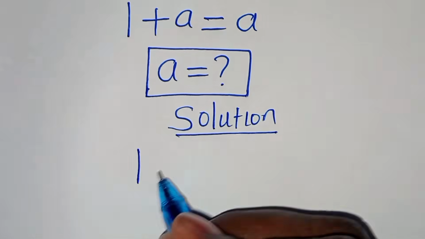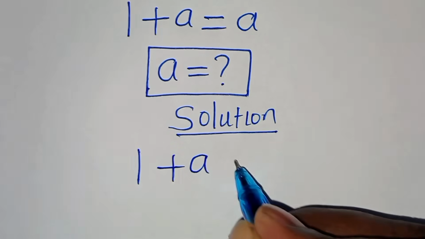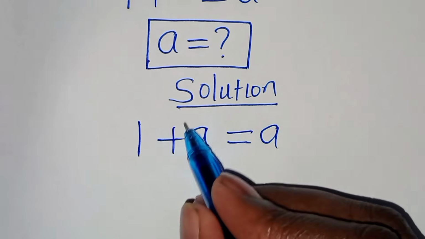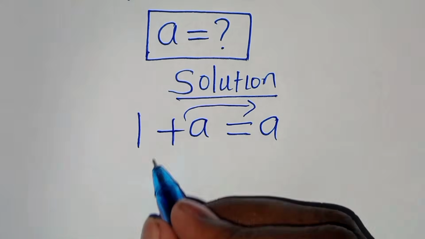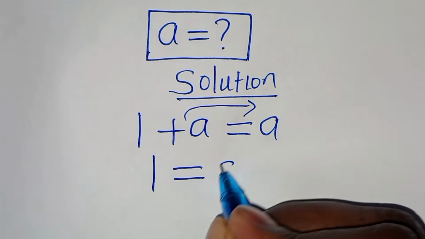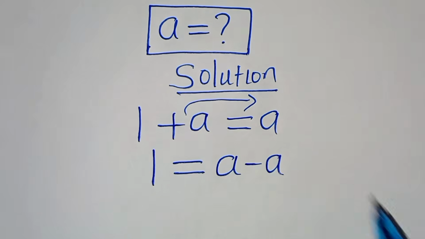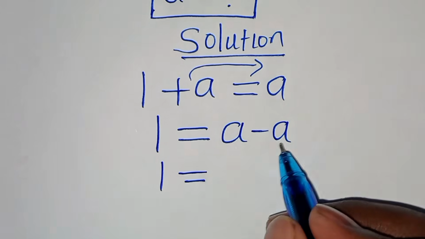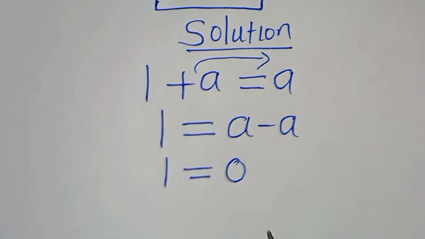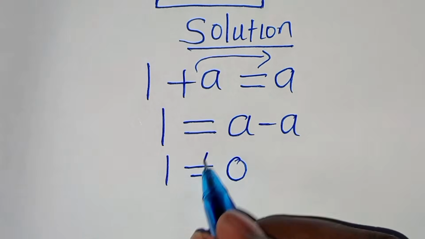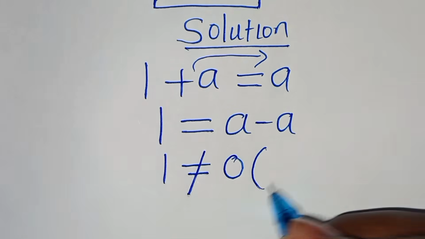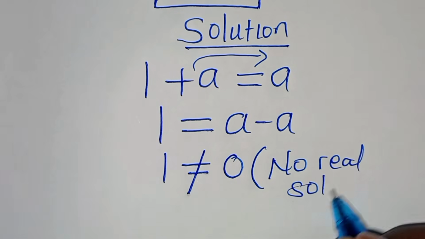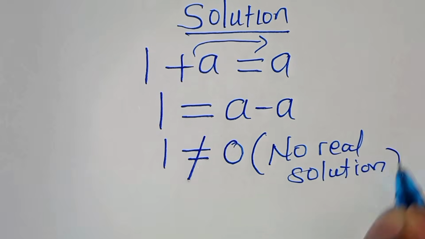So we have 1 plus a is equal to a. The first step is to take plus a to the right hand side, and this means that we have 1 is equal to a subtract a. So 1 is equal to a minus a, which is equal to 0, such that 1 is not equal to 0. So this implies that there is no real solution. There is no real solution to this algebra problem.